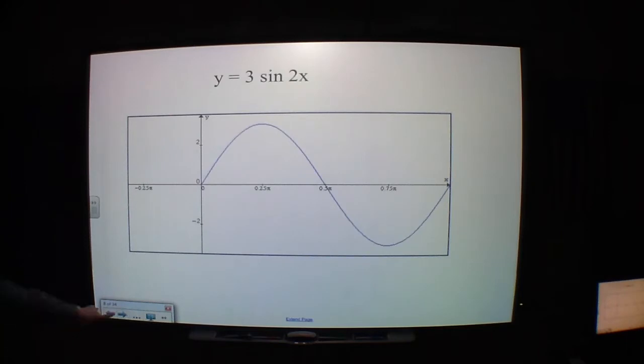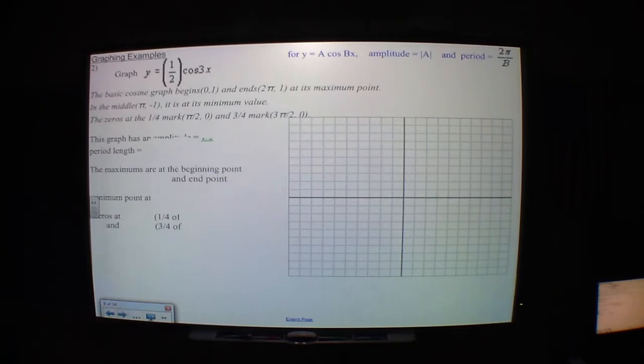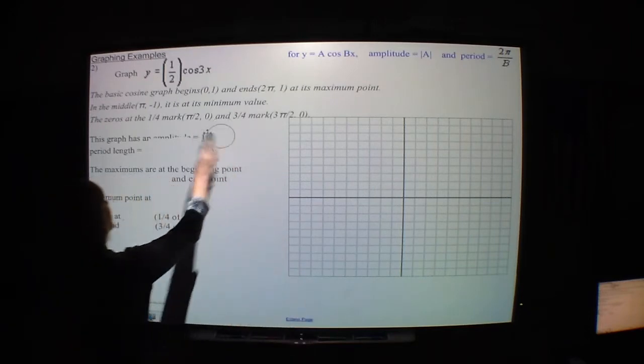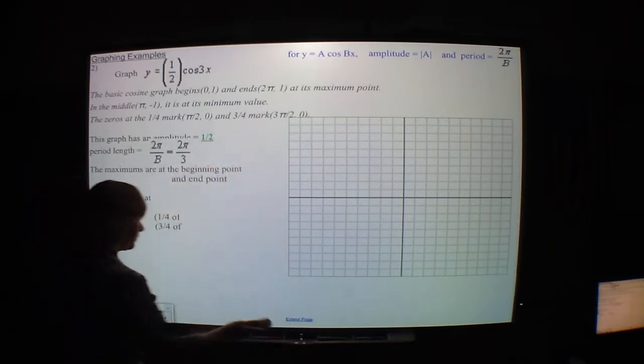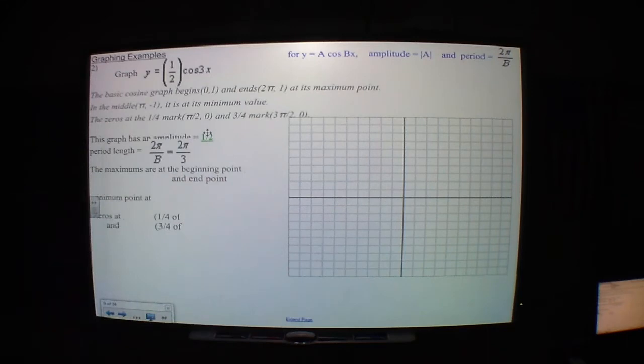That's what we drew. The next graph, y is equal to 1/2 cosine of 3x. Remember, amplitude is the number in front, so now my amplitude is a half, and my period is 2 pi over b, so 2 pi over 3, okay? So we know that: 1/2 and 2 pi over 3. Basic cosine graph, beginning and end have its maximum points. In the middle is its minimum value. Okay, and 1/4 of the way and 3/4 of the way, we have our zeros.